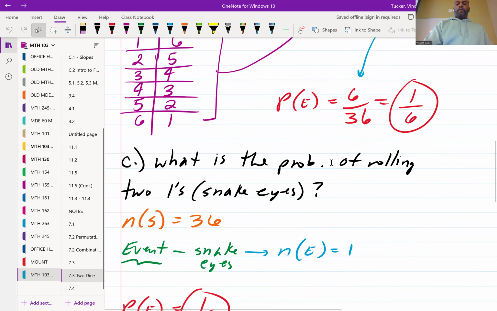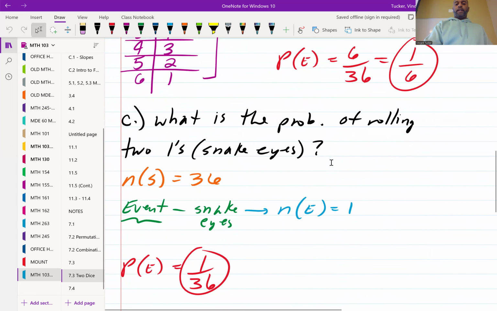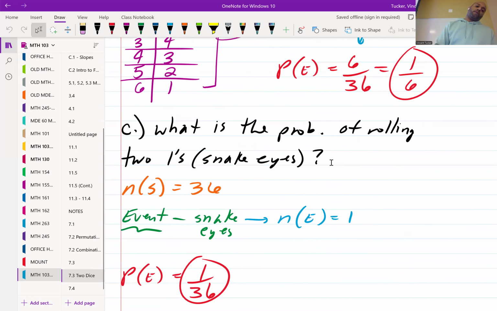All right, what's the probability of rolling two ones? In other words, snake eyes. Same thought process, our sample space is 36. When it comes to snake eyes, there's only one way to get that. That's when die one is one and die two is one, and that only happens one way. So the event number is one, and the probability is 1/36.